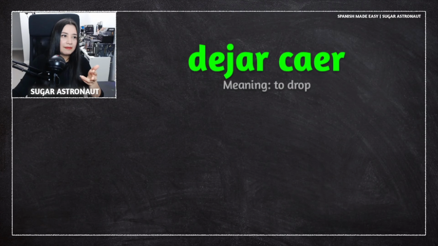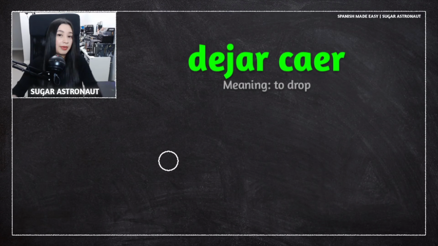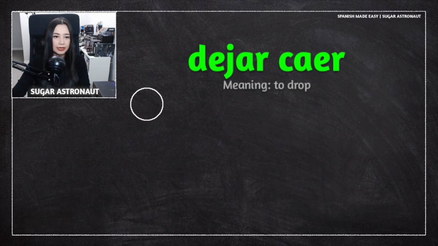So imagine that you're holding something and you're letting something fall. That's pretty much what we're talking about. It could be because you're not paying attention, or because you are doing it on purpose, or you're careless. We're talking about those kinds of situations. Let's look at an example.